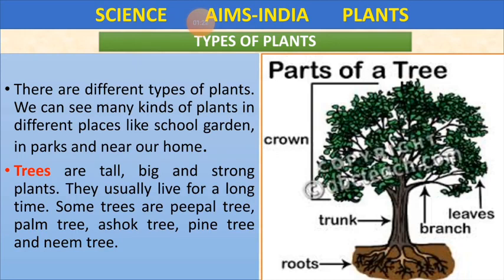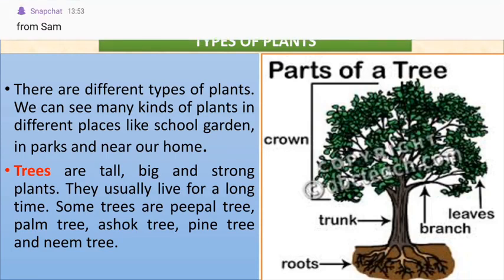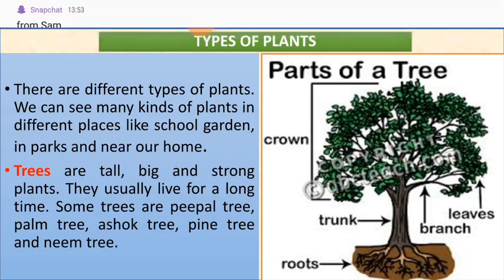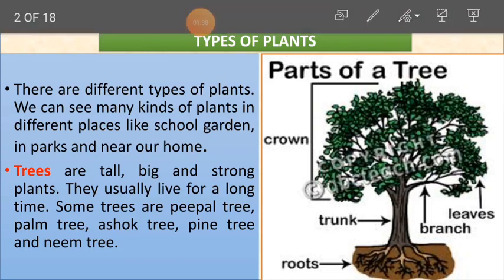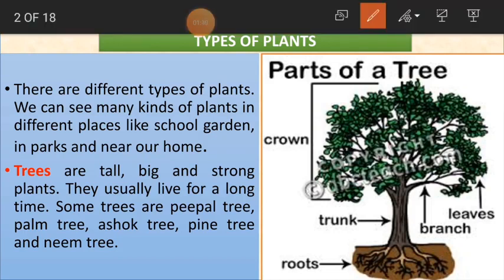Even though we have so many plants, they are different from each other. Suppose we have a picture on our slide of a big plant. What do we call this type of plant? We call it a tree. So what is a tree? Trees are tall, big and strong plants. What are trees? They are tall, big and strong plants.